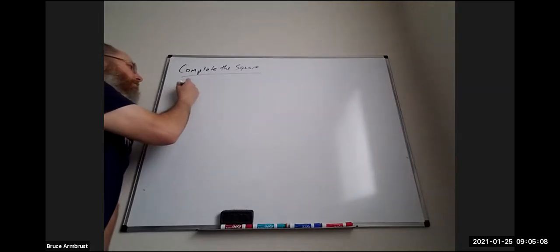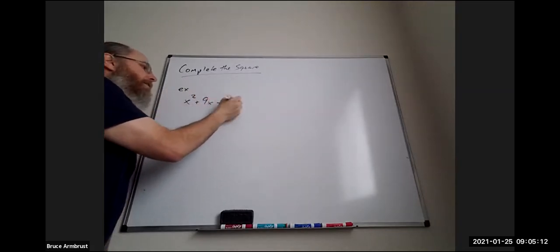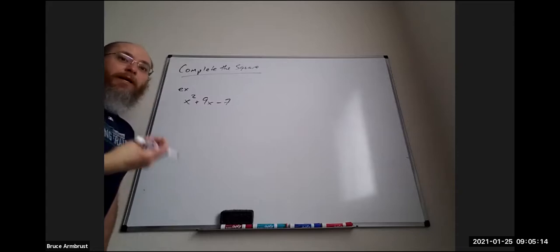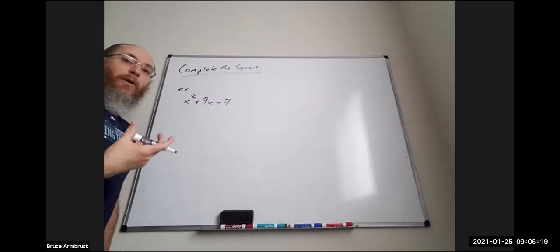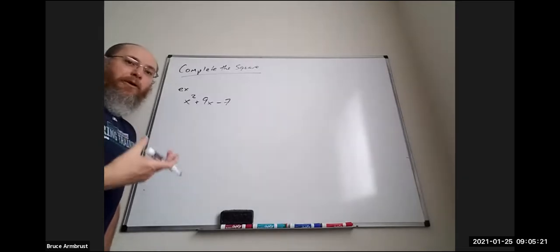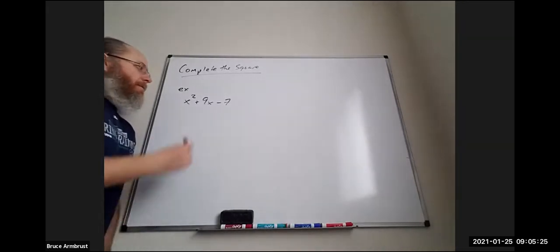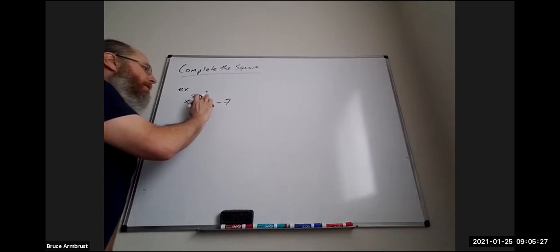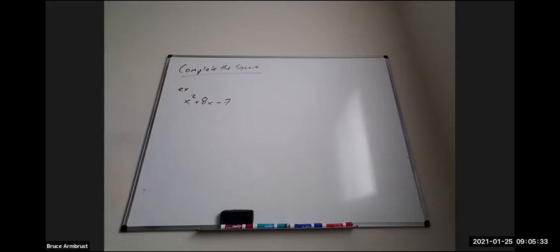All right. So for example, let's say we had x squared plus 9x minus 7. And we want to complete the square. Now, completing the square means we want to write it as a binomial being squared. You know what? I don't want 9. I don't want to be that mean yet. It's too early. Let's go with an 8. We'll make it x squared plus 8x minus 7.